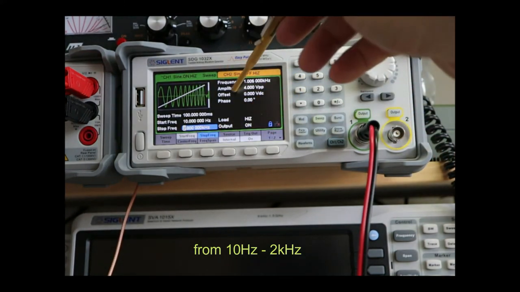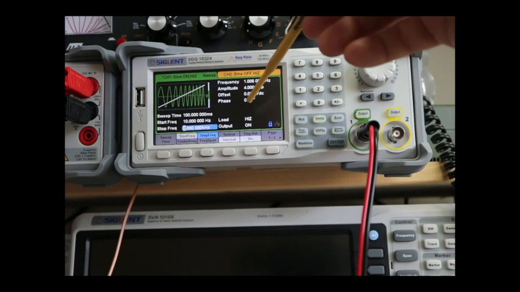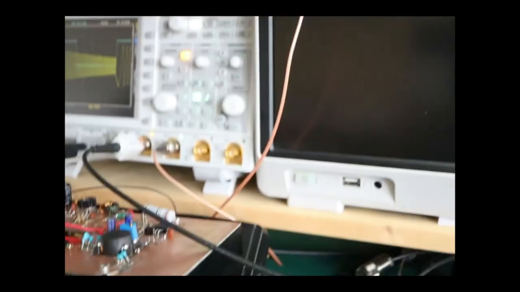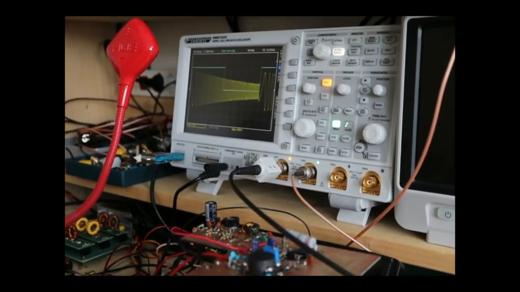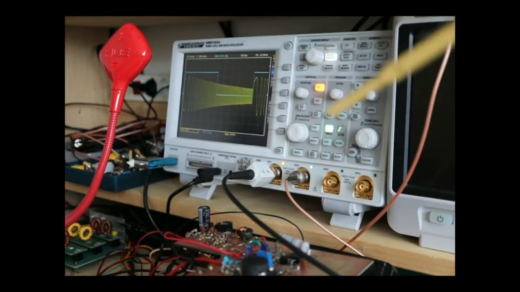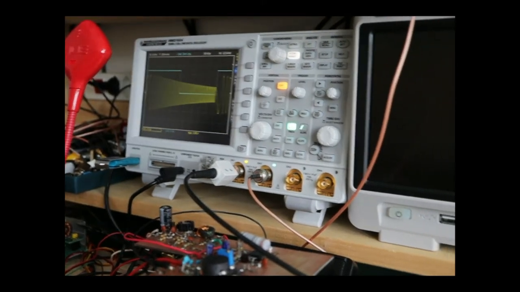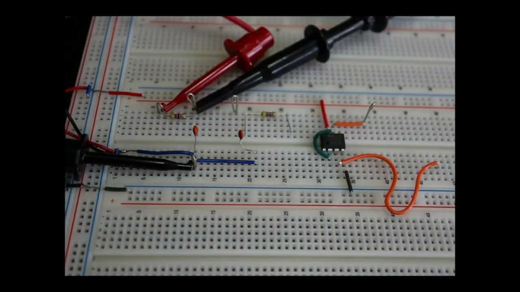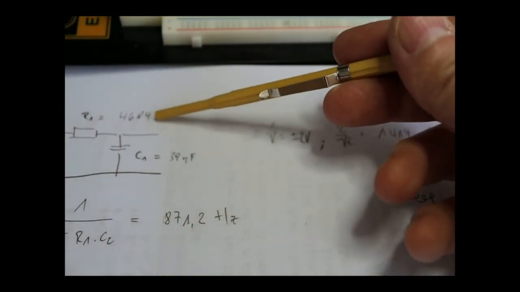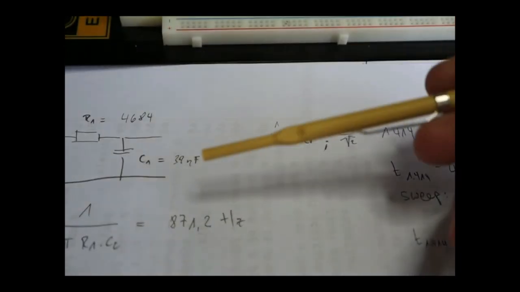And this SigGen is generating on the back a sync output, and whenever the sweep starts, we get a sync signal. You see that on the scope. We look at that in a second. Going back to the circuit, I measured it, and what we have here is 4684 ohms for R1, and we have 39 nanofarad for C1, and this is giving us a corner frequency of 871 hertz. So let's take a look at the scope to see this.